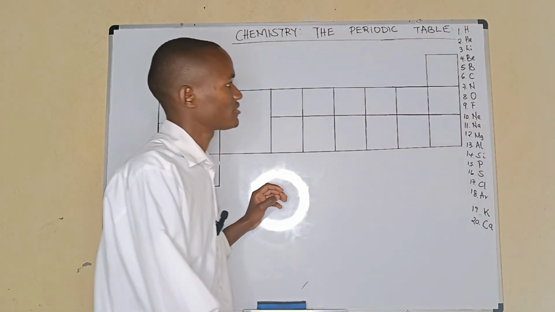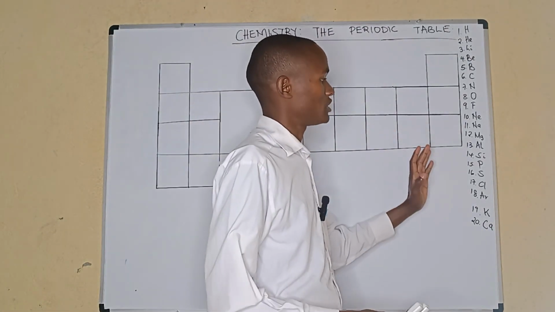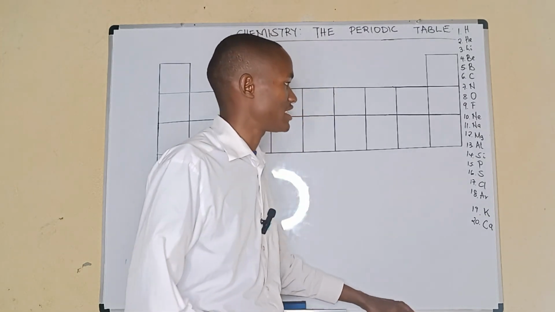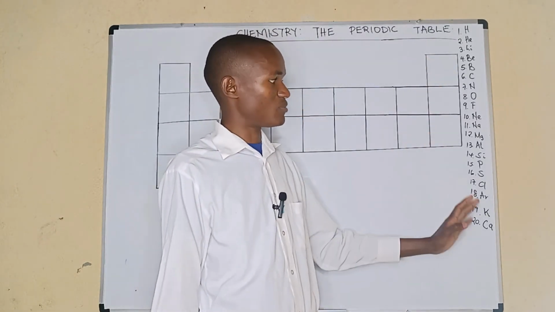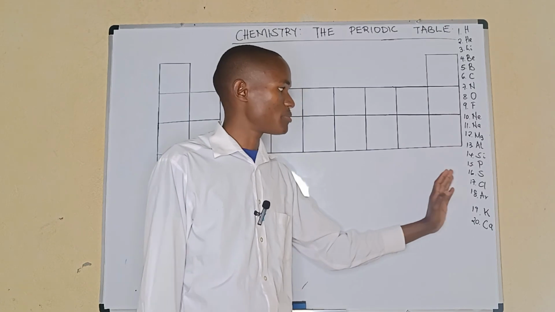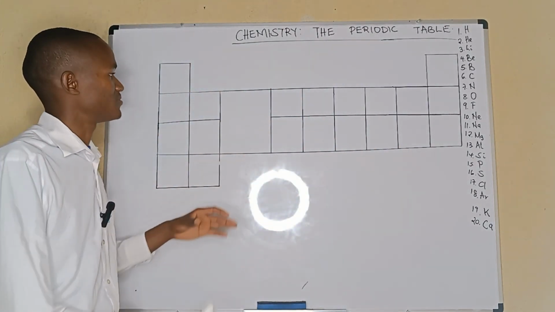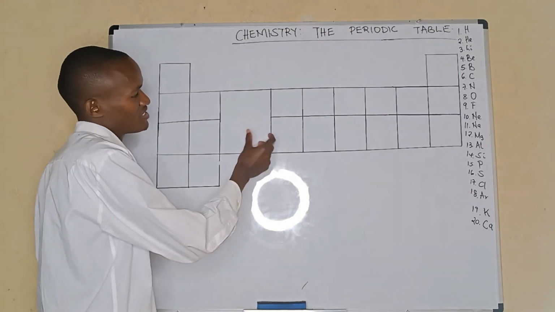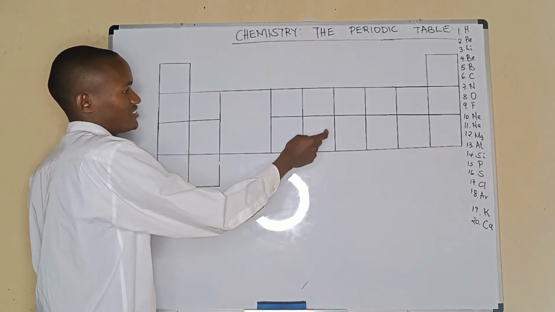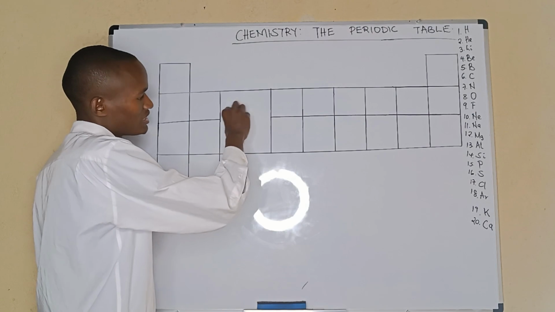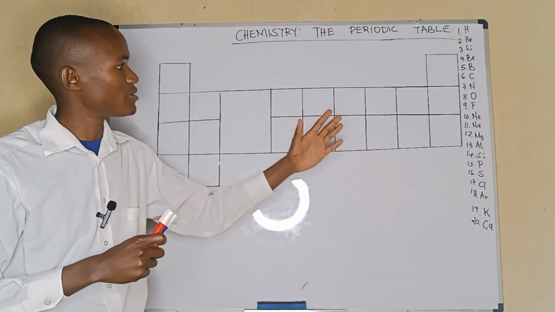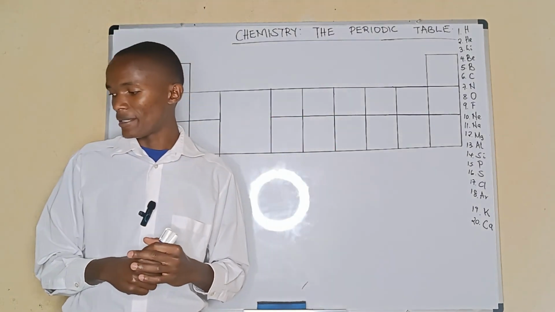On this other side I have the first 20 elements written in their chemical symbols, number 1 up to number 20. That is what we'll be mapping on this grid. Also, I have some box here which is a bit larger than others. Okay, we'll discuss that.